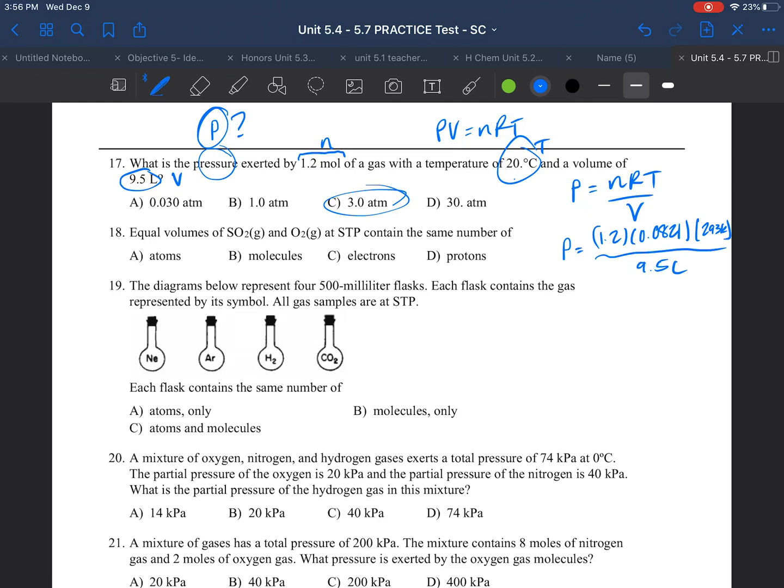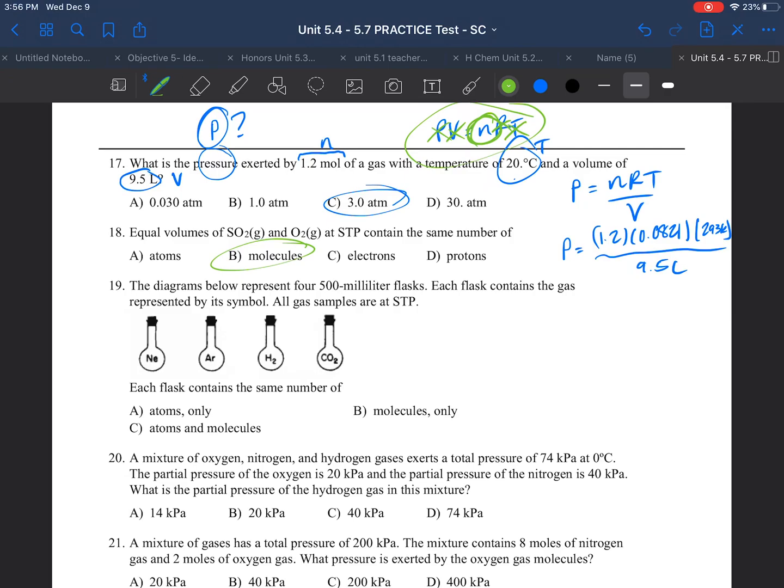Now, 18 is a concept question. So it's saying if we have equal volumes of SO2 and O2 gas at standard temperature and pressure, what are they going to have the same number of? And so if we think about PV equals nRT, we have equal volumes, it's at the same temperature, pressure, and R is a constant. What they're going to have equal of are n, or molecules.